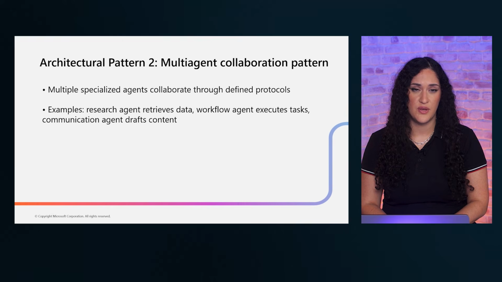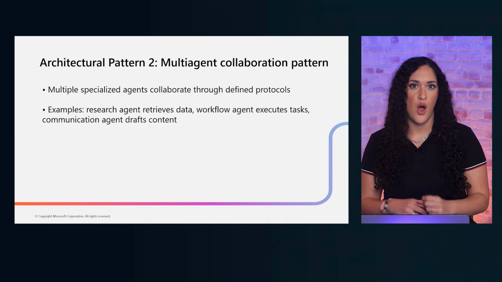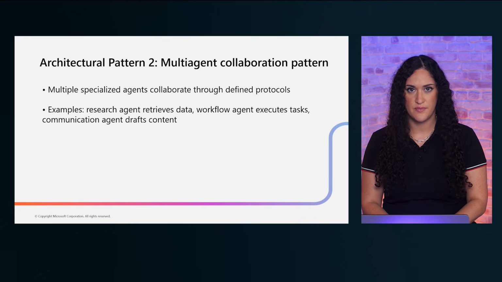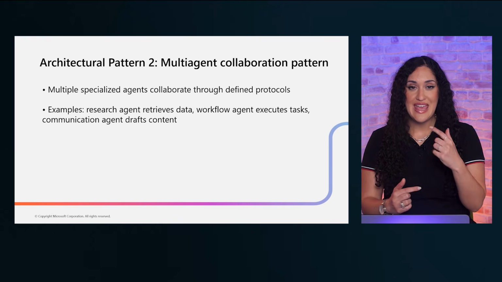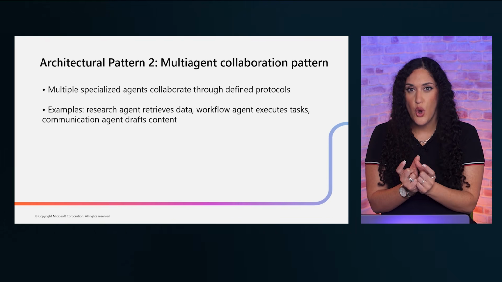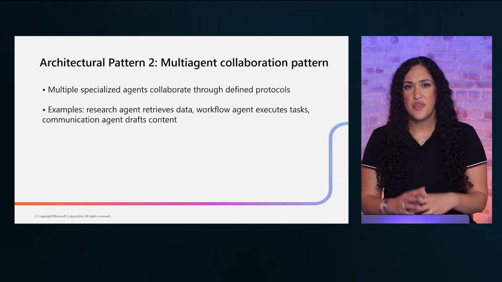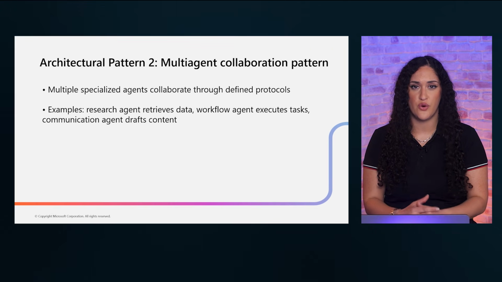In complex environments, one agent should never do everything. The multi-agent collaboration pattern uses specialized agents working together through defined protocols. A research agent retrieves data, a workflow agent executes tasks, and a communication agent drafts content. Design clear communication contracts between agents. Each one needs a well-defined scope, and handoff points must be explicit and auditable. Think of it like a well-organized team where everyone knows their role and their process for passing work.